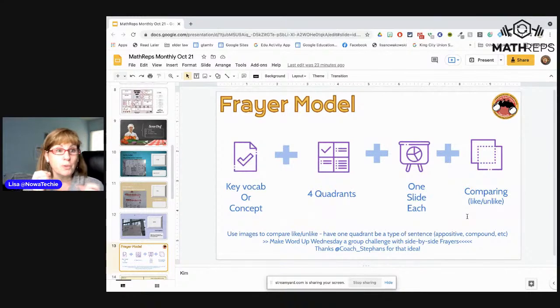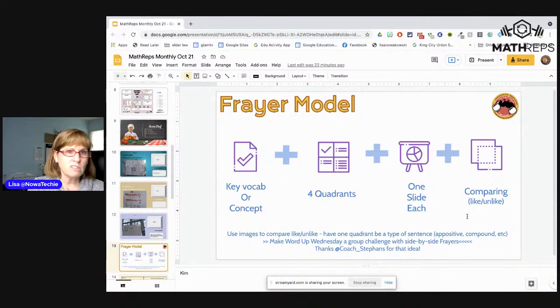Frayer model, super huge fan of the Frayer model too. So these recipe cards are courtesy of John Carippo. He created them. So the Frayer model is you take a keyword or concept. I have done it with math vocabulary. I've done it with a math problem where students get a problem in the middle, and in the 4 quadrants, they have to solve the problem in 4 different ways, much like Sous Chef.